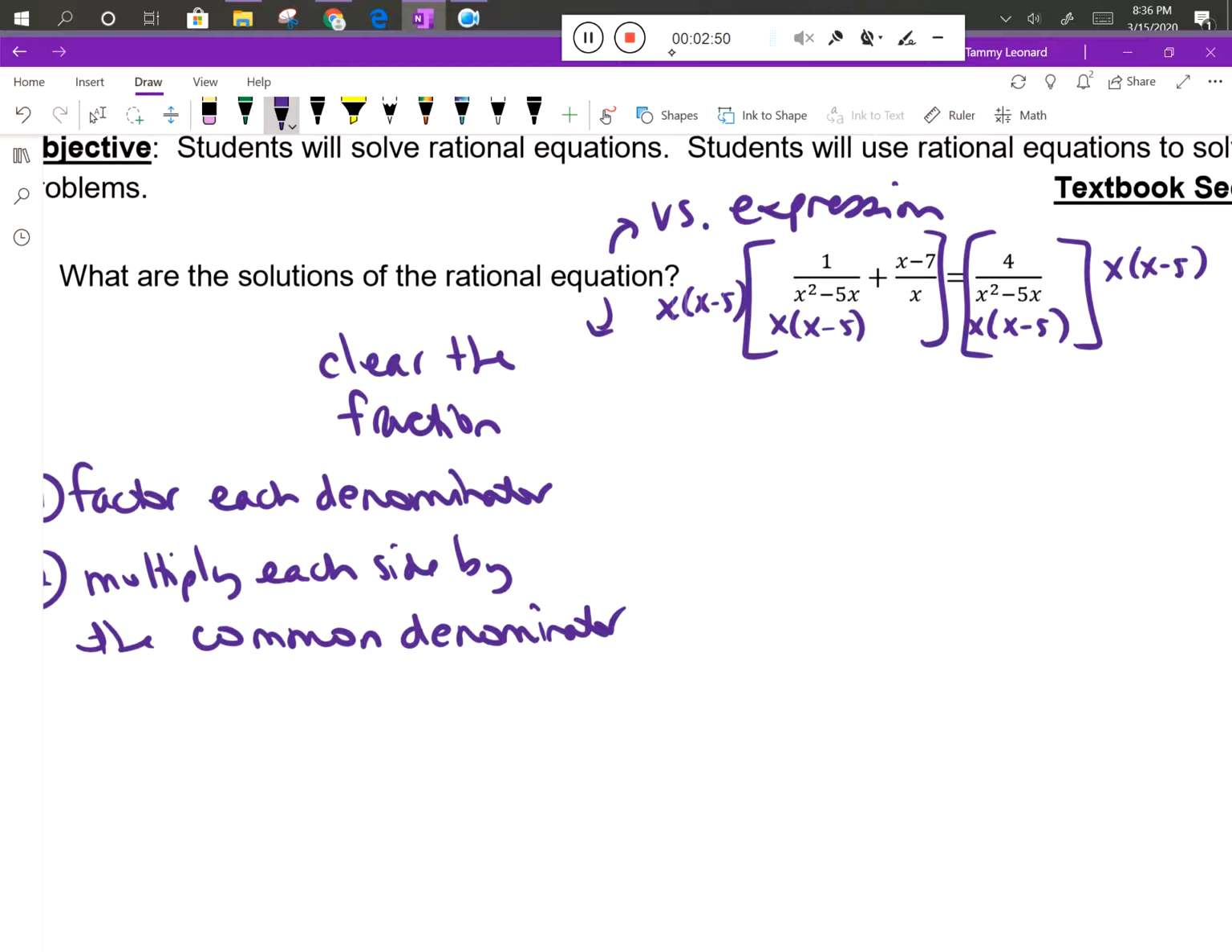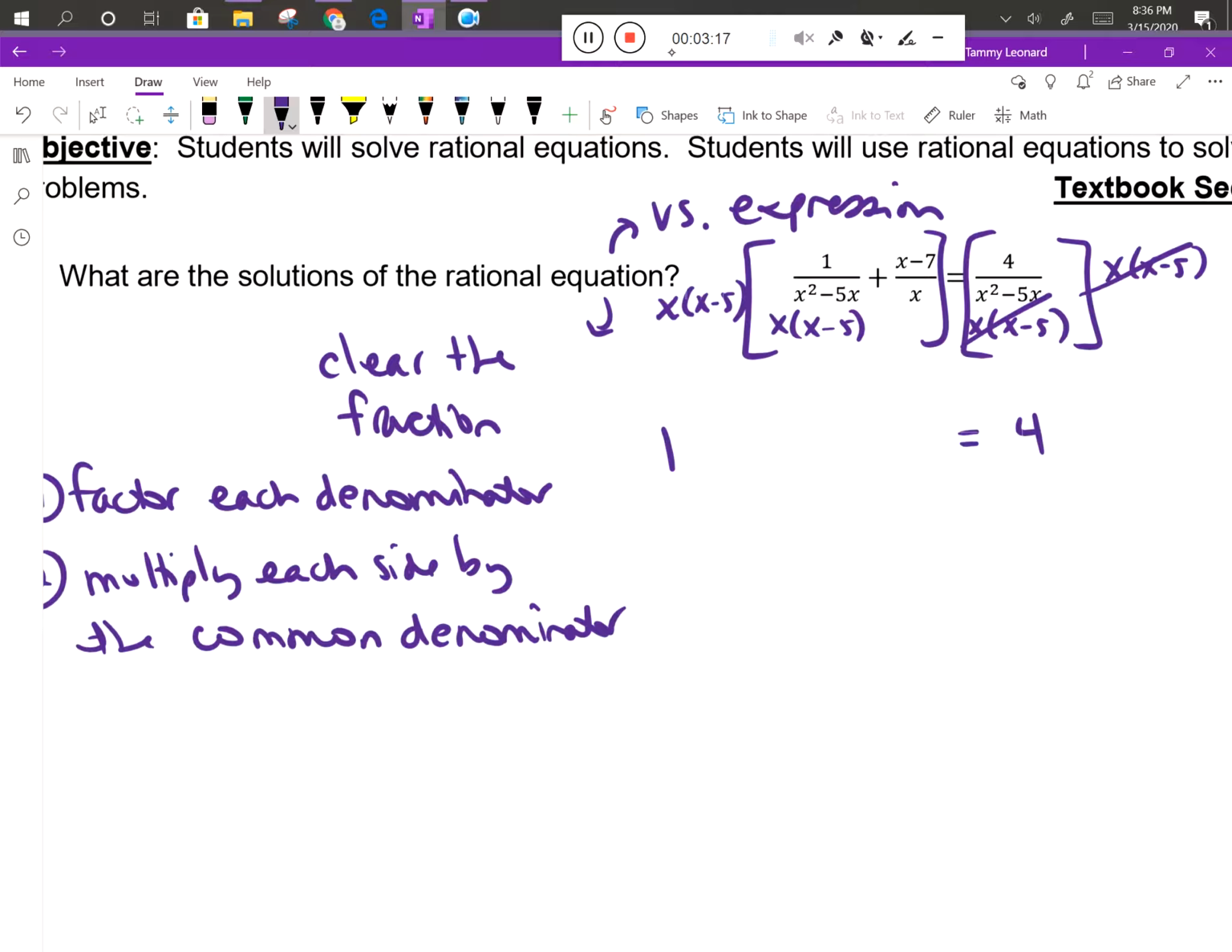All right. Now, on the right, that's really straightforward because there's only one fraction. And the whole point of us multiplying is so that we could cancel that denominator. So the whole right side of my equation now just equals 4. Now, when I distribute on the left side, x times x minus 5 divided by x times x minus 5, that's going to cancel that entire denominator, and I'm just going to end up with a 1.